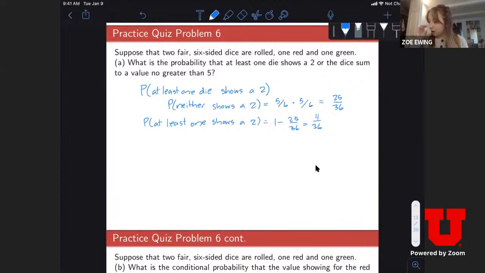Okay, now we want to find the probability that the sum is less than or equal to 5. So I think the easiest way to do this one is to do it the same way as the solution, which is to just count out which options we have. So we can start with 1. 1 and 1 will be 2. And we can go all the way up to 4.